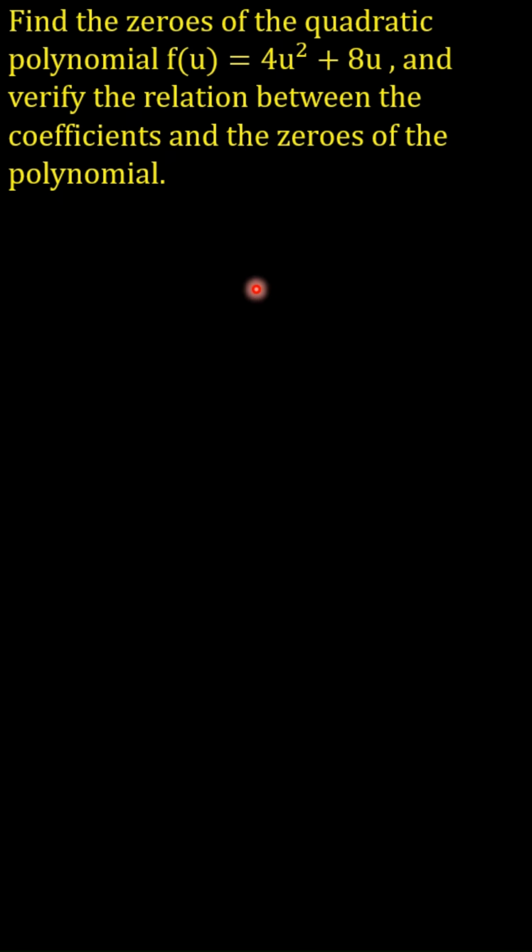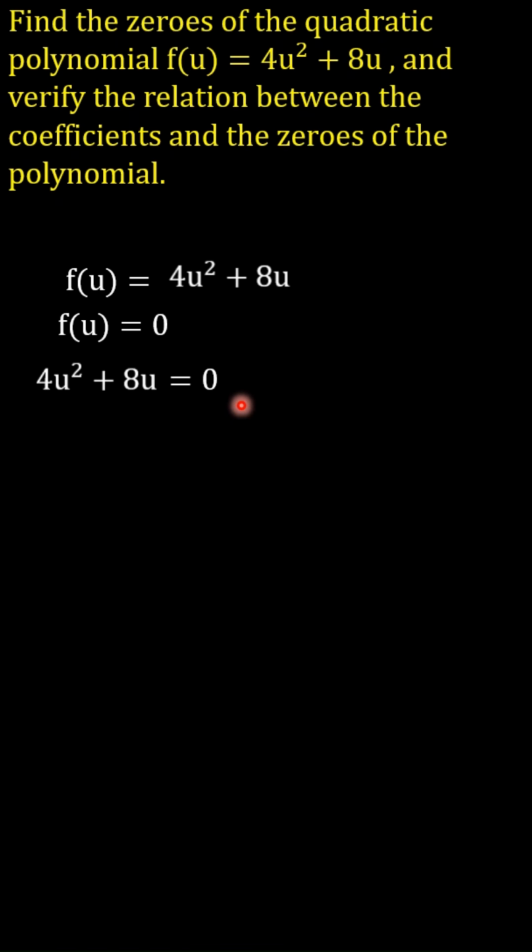So we are given a function f(u) = 4u² + 8u. Now we are asked to find the zeros. So we take f(u) = 0. That gives us 4u² + 8u = 0.